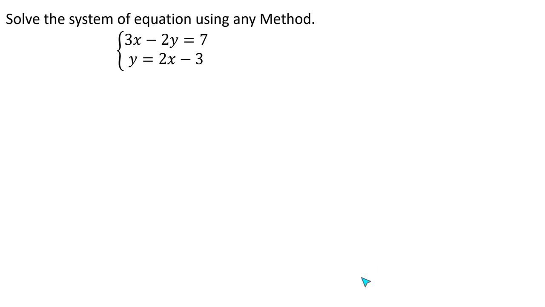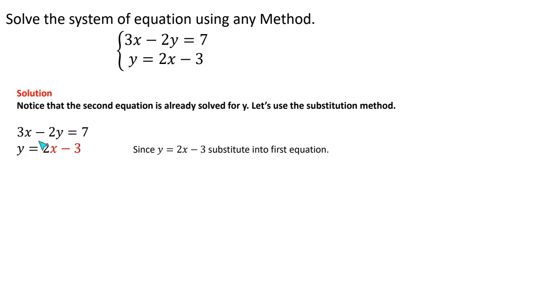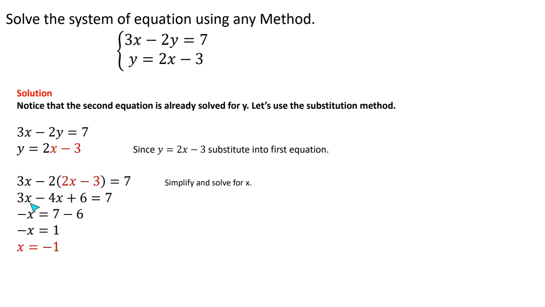Okay, so here's another one. I already solved for y, so I can just substitute it. I'm going to go ahead and substitute that in there. So y here is 3x minus 2 times y. So for y, I'm going to plug in 2x minus 3. And so I end up with 3x minus 4x plus 6 equals 7.